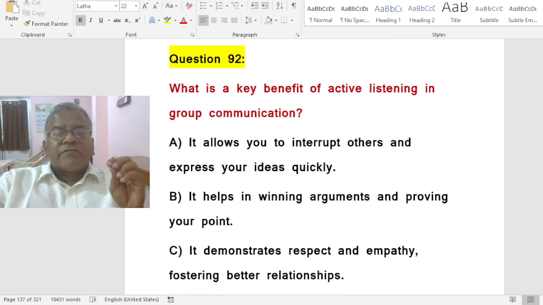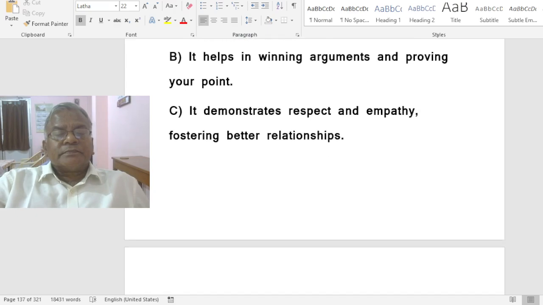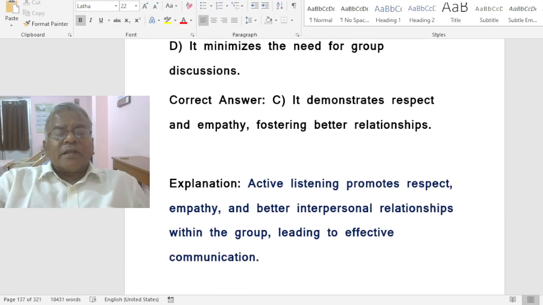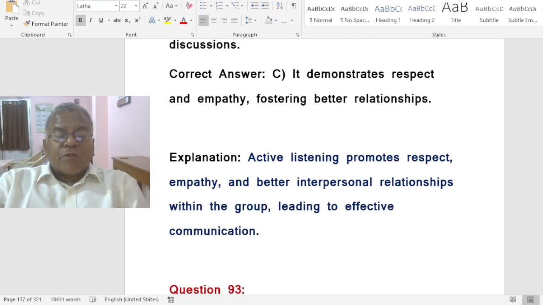What is the key benefit of active listening in group communication? That is, it demonstrates respect and empathy, fostering better relationships. Active listening promotes respect, empathy, and better interpersonal relationships within the group, leading to effective communication.